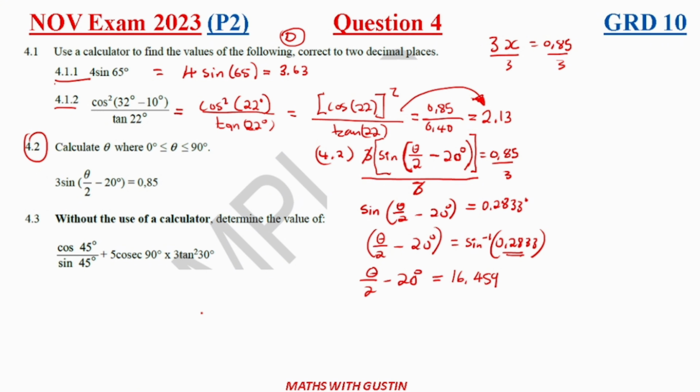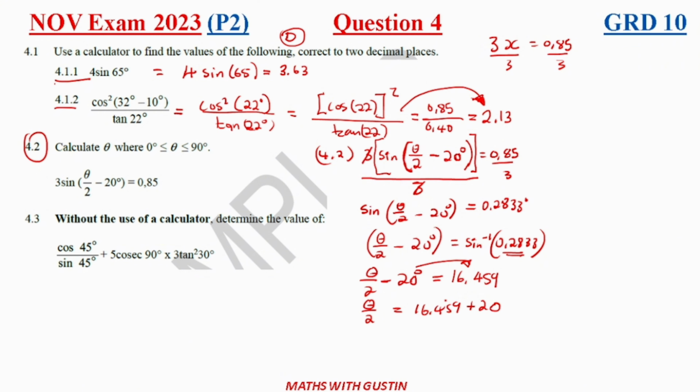So what can you do here? Also, you can take the 20 to that side. Remember, now you're solving for theta, guys. Don't forget, you can take 20 to that side. So you're going to have theta over 2 equal to 16.459 plus 20.